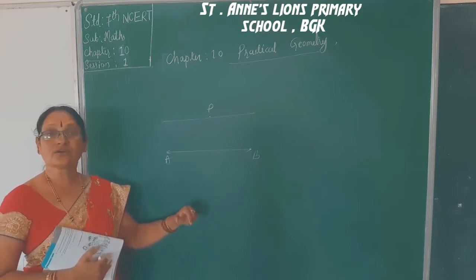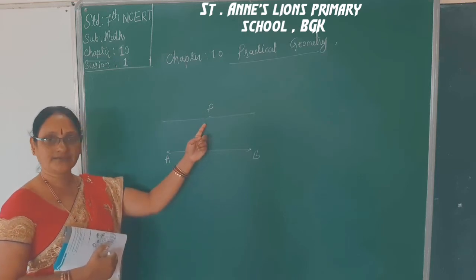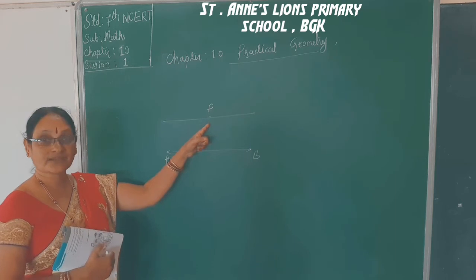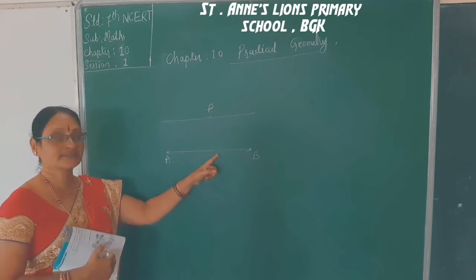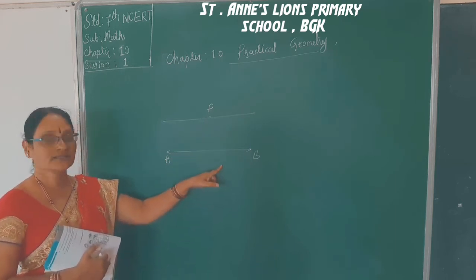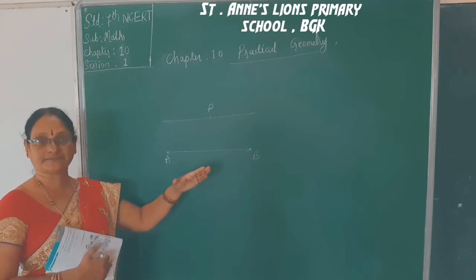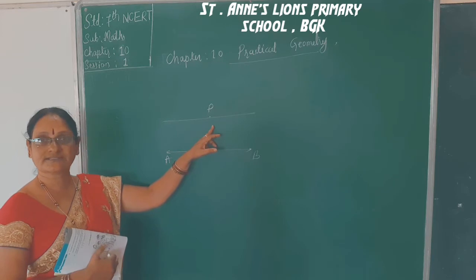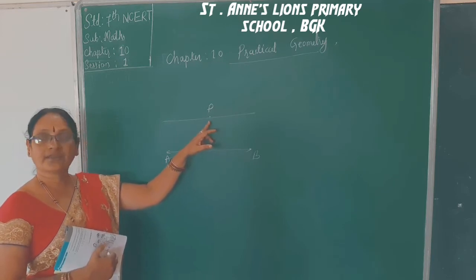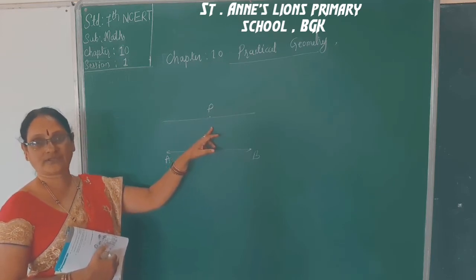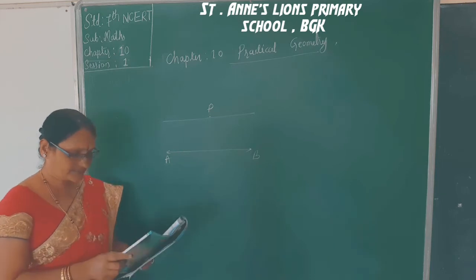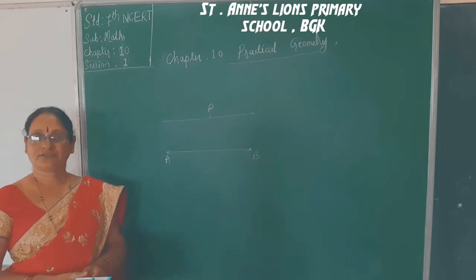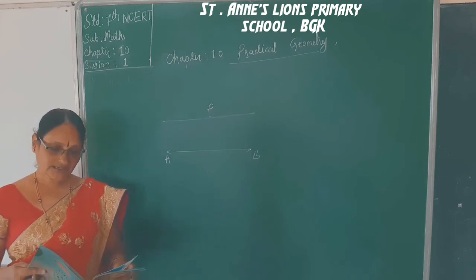Through those steps we have to construct the parallel line to the given line through a point not on the given line. This point is not on the given line. This point is outside the line. Through this point we are going to construct a parallel line. Okay, let us learn now. This is only using ruler and compass.